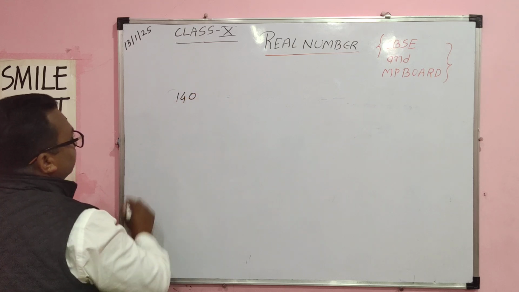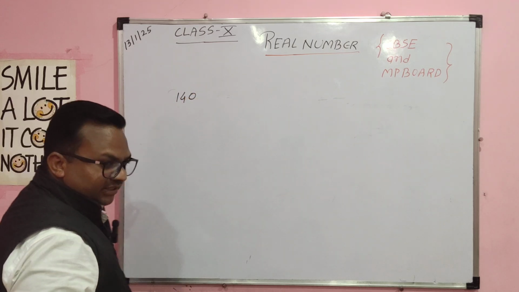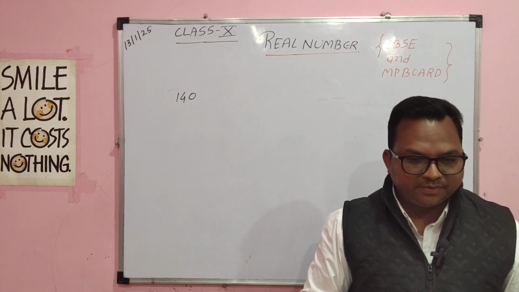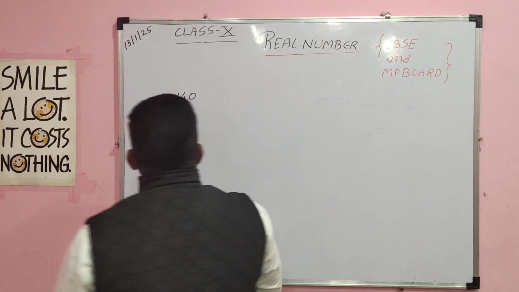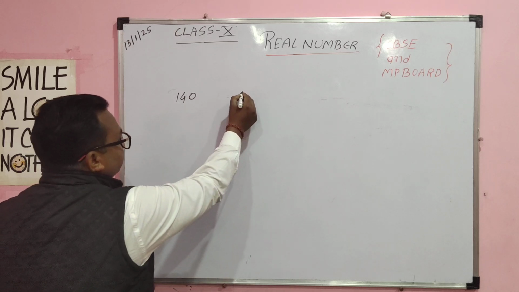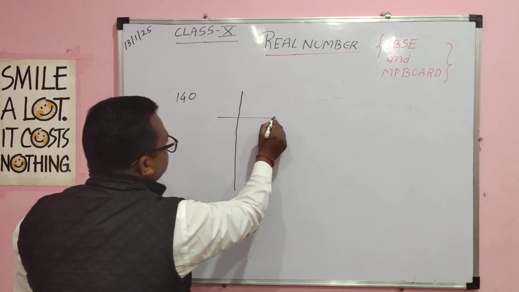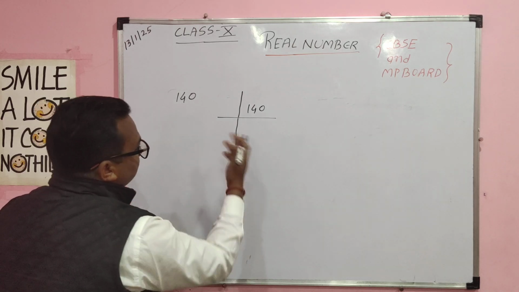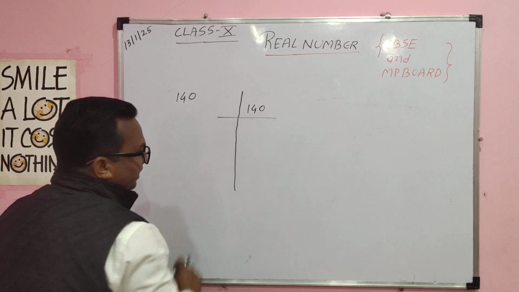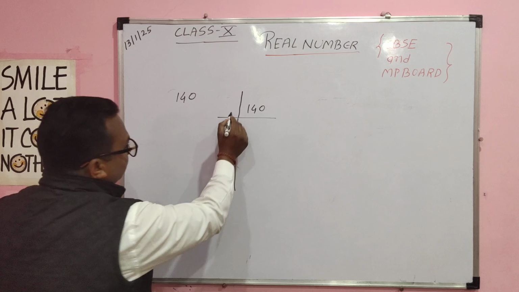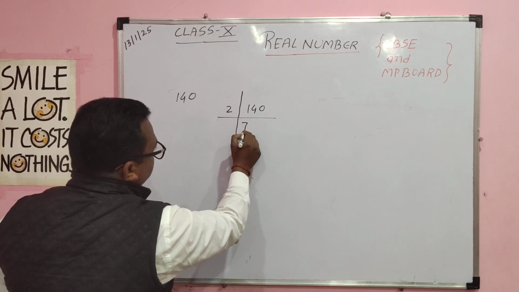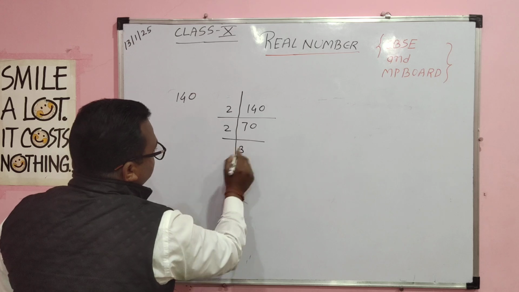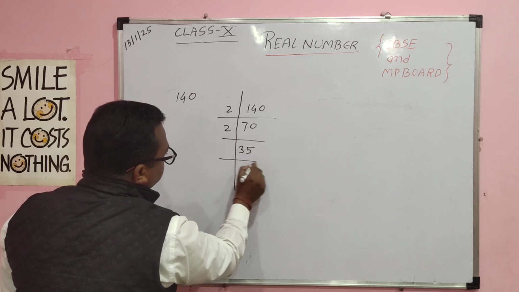140, and find out the prime factors. So how to find? Generally you studied prime factors in previous classes. Yes and no? Very simple. Like 140 divided by 2, as the last number is 0, so it is divisible by 2 easily. Yes and no? 2 7s are 14, 0, 2 3s are 6, and 2 5s are 10.